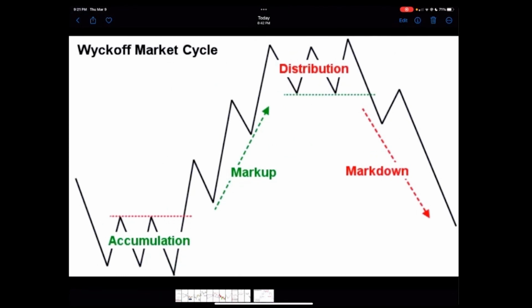The way he has it is accumulation, markup, right? The markup phase right here, for me, is uptrend, right? And then markdown is downtrend. And then accumulation and distribution is basically trading in the range. So very similar to the Wyckoff market cycle. And you can see, after accumulation or trading in the range, once it breaks that resistance, the dotted red line, you can see the significant move it makes, right? Same with distribution. Once it breaks the support, the green line, significant move down into markdown or downtrend.